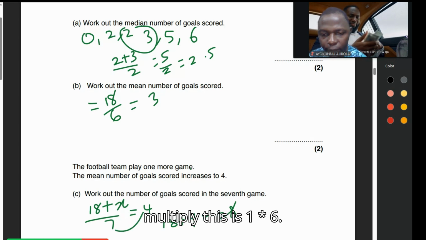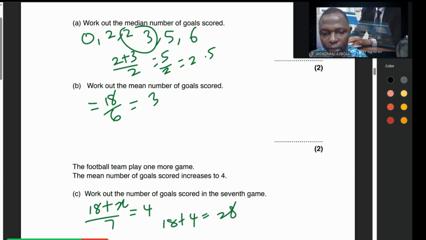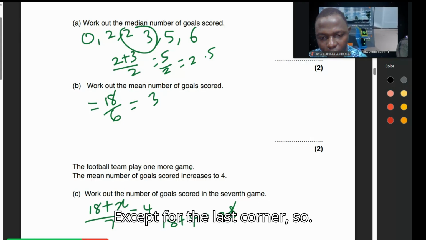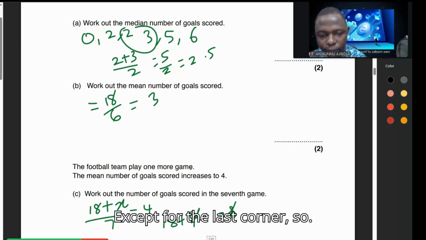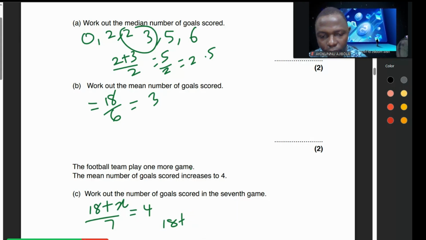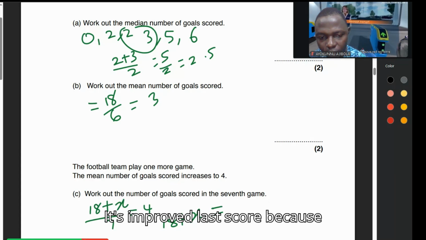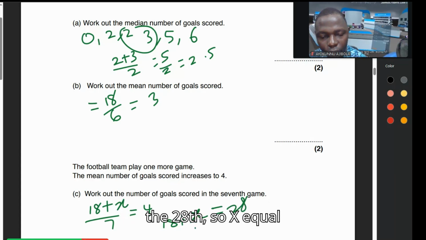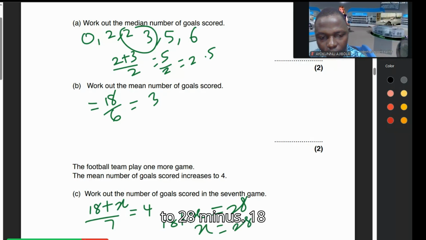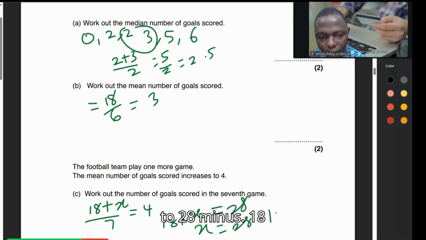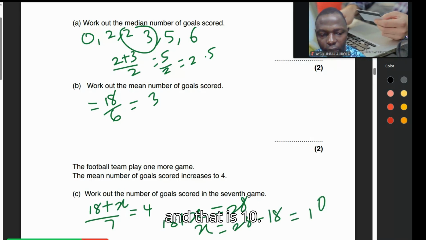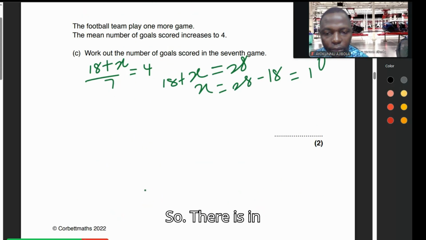Got to cross multiply. This is 1 times 6. I said plus the last score, not x. So 18 plus the last score equals 28. So x equals 28 minus 18, and that is 10.